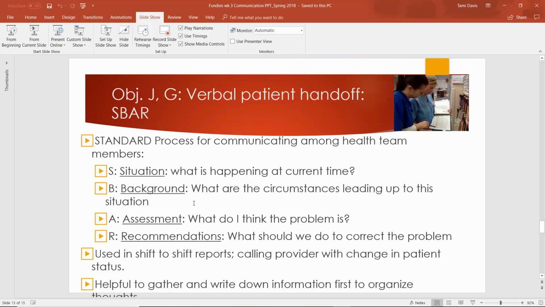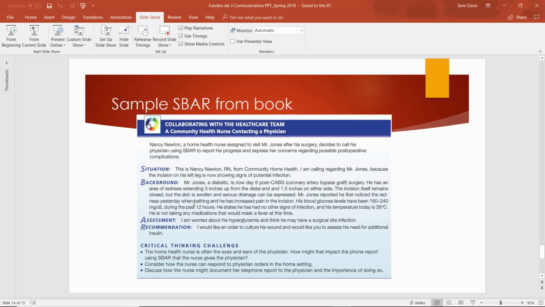Be sure to fully understand SBAR. Like I said again, you'll need to know it because it is the standard in communication. And then this slide just shows an example of a home health nurse calling the patient's physician with some concerns using SBAR. You want to maybe pause and review the SBAR communication, and that will be helpful just in giving you an idea of how the flow of the conversation would go.